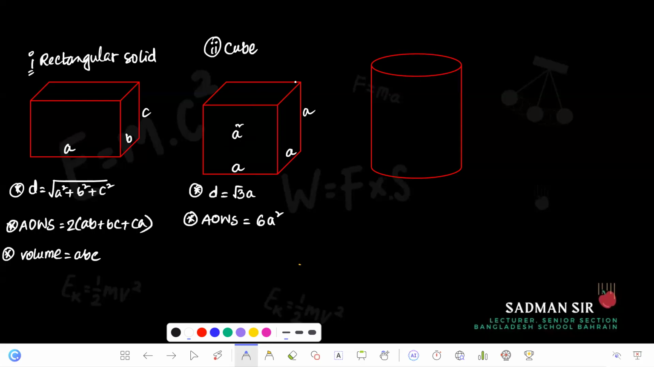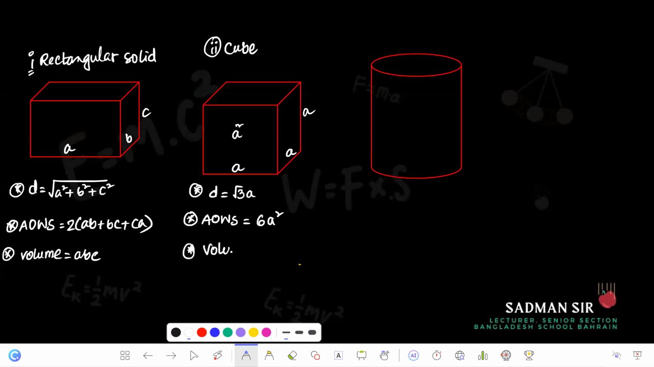Now, six similar surfaces are there. One, two, three, four, five, six. Means front, back, top, bottom, right, left. So total six surfaces are there. Each has an area of a square. Six a square is the area of the whole surface.